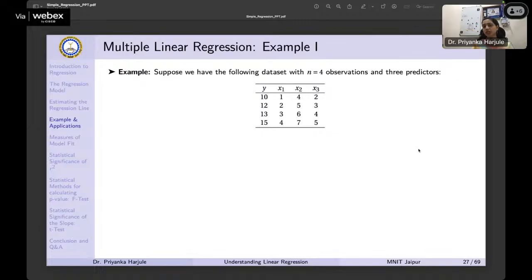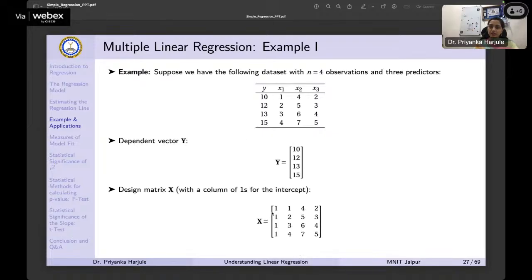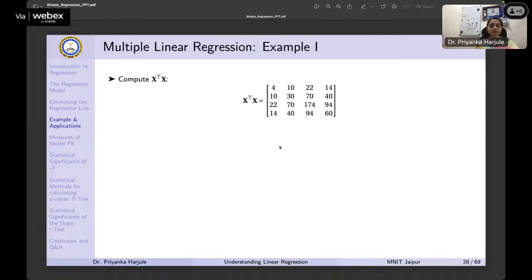Another example is with 3 independent variables. So in this case, you have the data looking like this. The number of observations is 4. So you have y1 to be 10, y2 to be 12, y3 to be 13, and y4 to be 15. For each observation, you have three independent variables. And this is the y matrix. This is the x matrix with the first column for the intercept. And as per the formula, we are required to find x transpose times x using matrix multiplication.